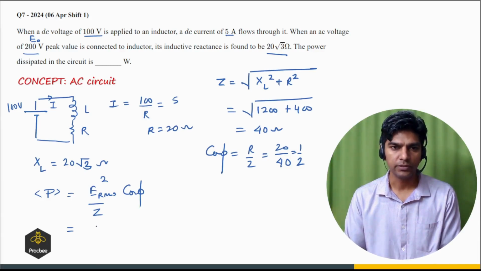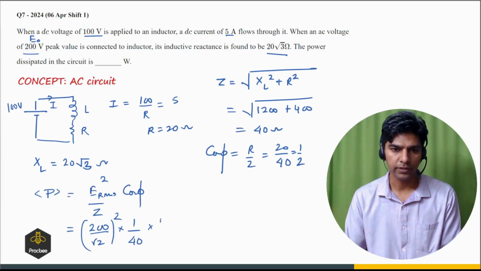So ERMS is 200 by root 2, impedance is 40, and cos phi is 1 by 2. Let us simplify this. This is 4 into 10 raised to power 4 divided by 4 into 40.